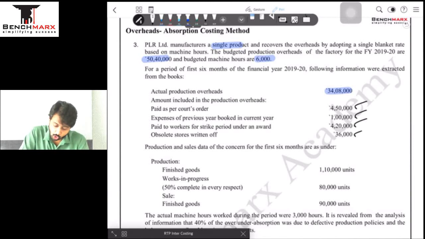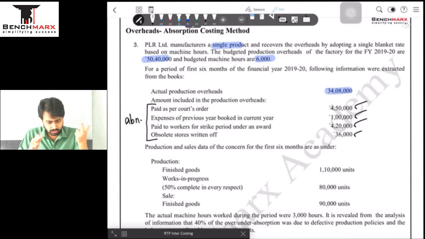As I said, all these four things appear to be a little abnormal in nature. And frankly, in the sum that we have solved before, these were the exact names: court order was there, previous year was there, strike period was there, obsolete cost was there. So it is exactly same. My job is to remove abnormalities from the actuals so that I can compare them to my absorbed overheads.